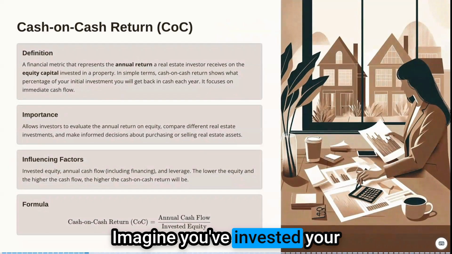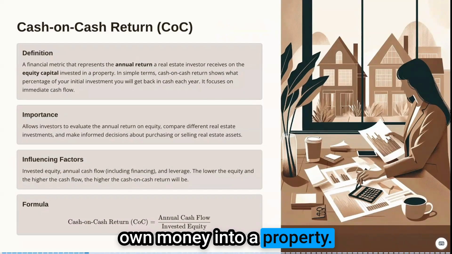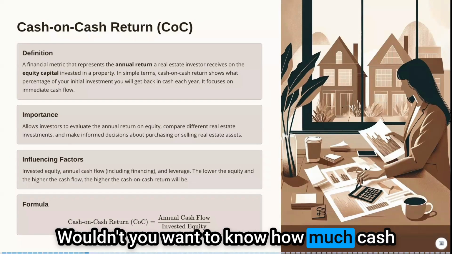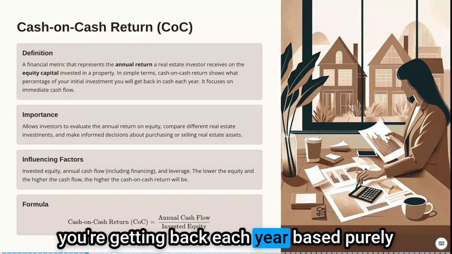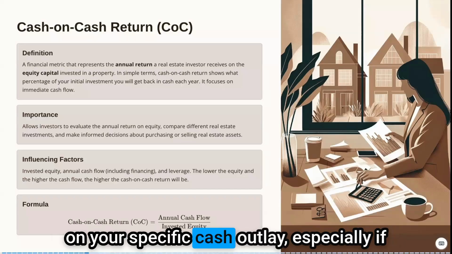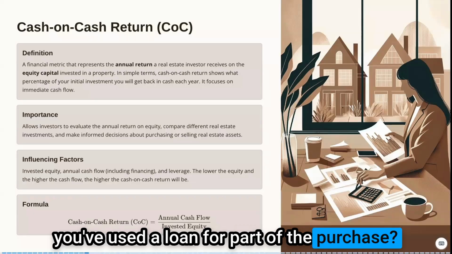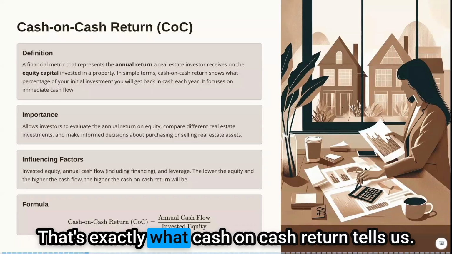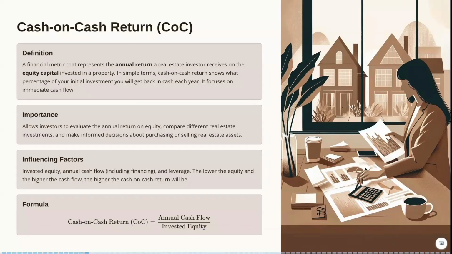Imagine you've invested your own money into a property. Wouldn't you want to know how much cash you're getting back each year based purely on your specific cash outlay, especially if you've used a loan for part of the purchase? That's exactly what cash-on-cash return tells us.